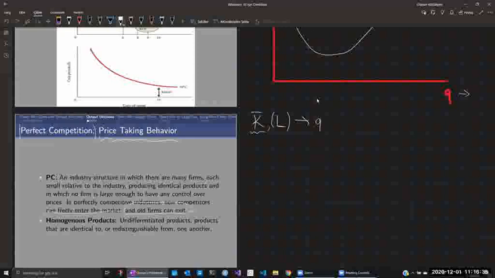One important assumption to that is homogeneous products, so that everything that is produced in a single industry should be exactly the same, so that the products are not differentiated, and you cannot distinguish the product of a single firm from the product of some other firm.